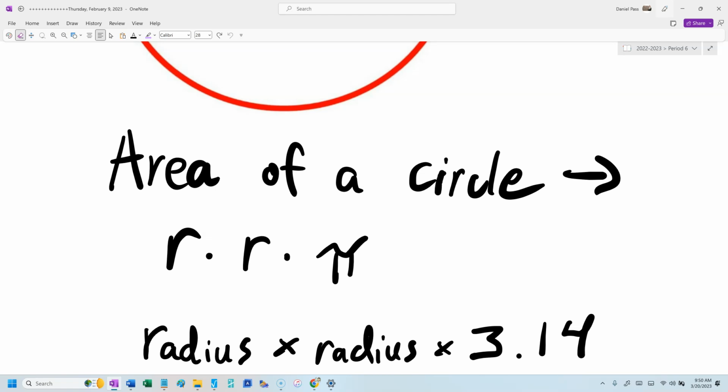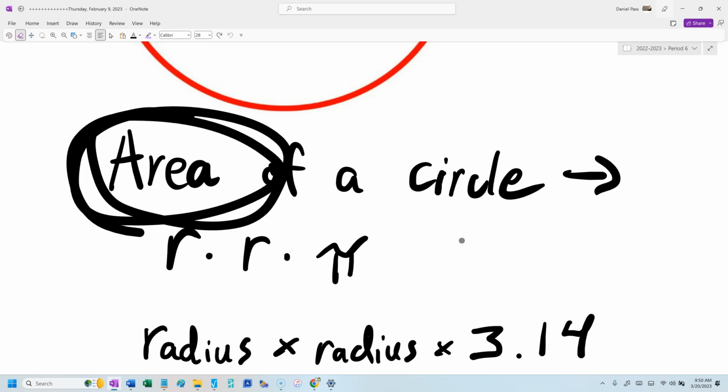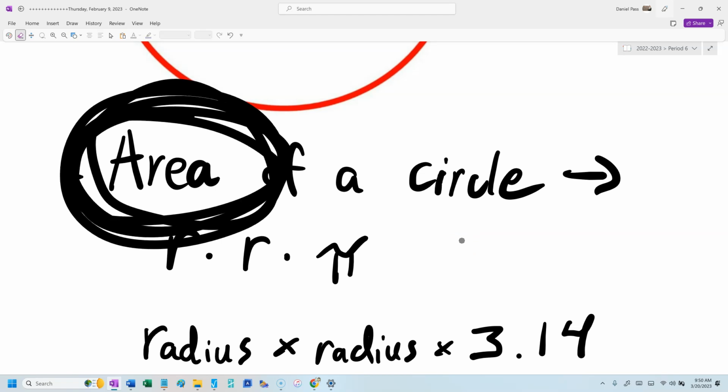radius times radius times pi. Radius times radius times pi. Anyway, that's from the Wizard of Oz. Now remember, that's for the area, not for the circumference, right?